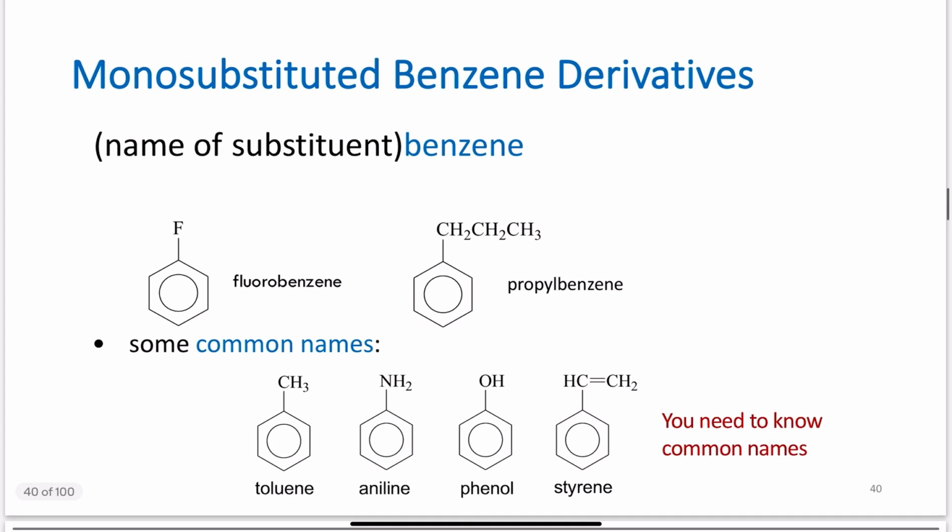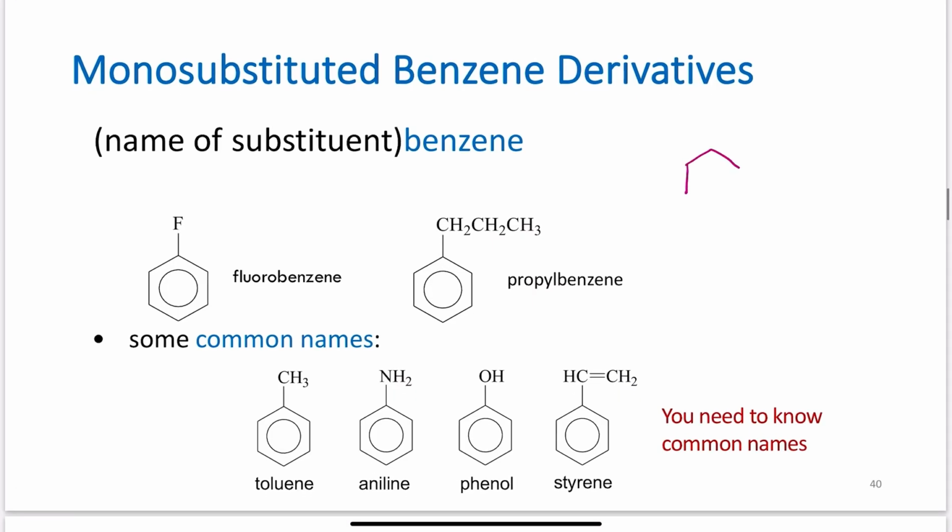Their naming does get more complex, of course, we have functional groups and such. But first, let's talk about some monosubstituted benzene derivatives. Again, benzene is that hexagonal ring with the alternating double and single bonds. So to name these, you name the substituent attached, and then you can just say benzene after it. So you can see here, like the fluorine on the benzene group, we just call it fluorobenzene. The propyl on the benzene group, we just call it propylbenzene.